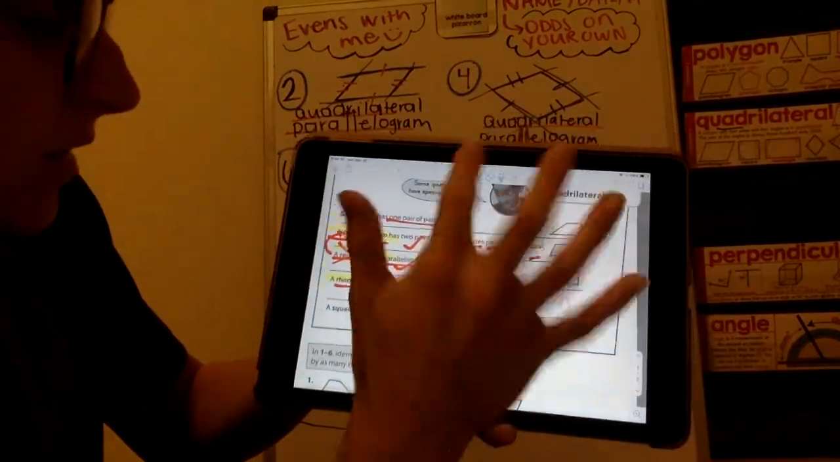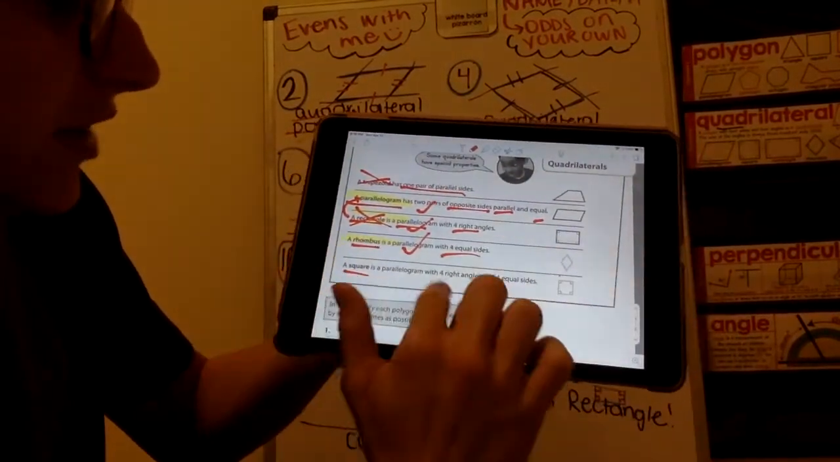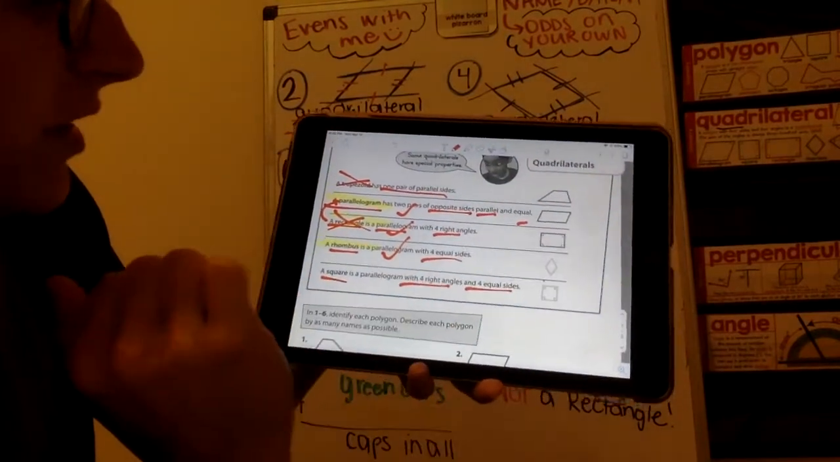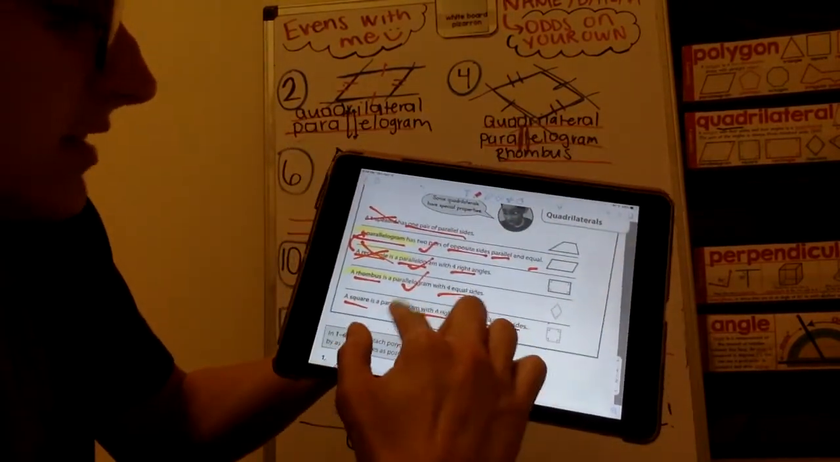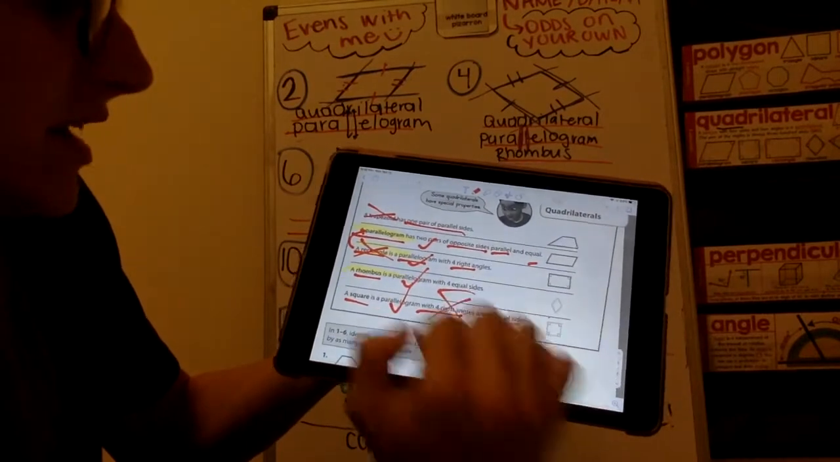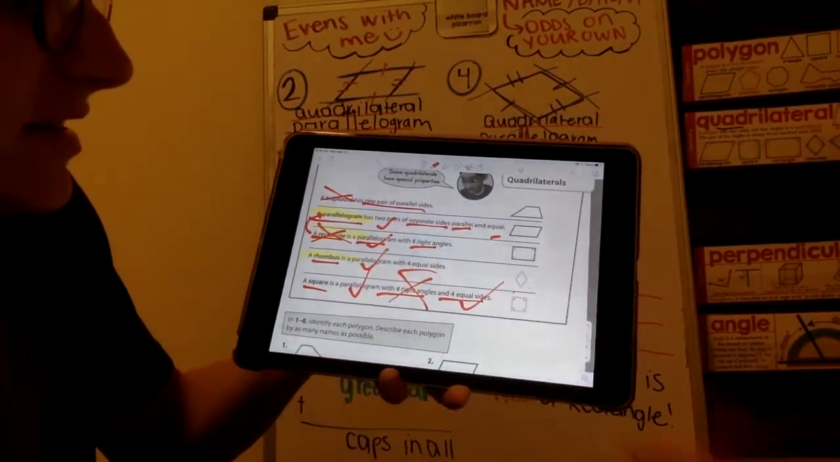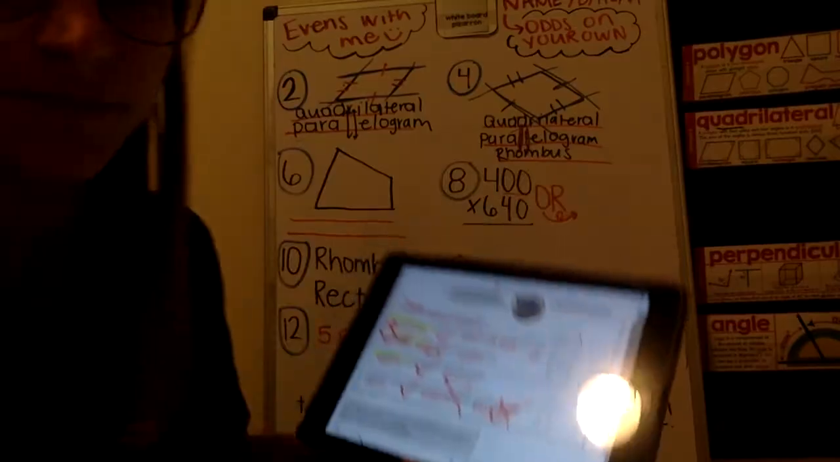And for our next one, it says a square is a parallelogram with 4 right angles and 4 equal sides. So yes, it's a parallelogram. No, it doesn't have 4 right angles. Yes, it has 4 equal sides.